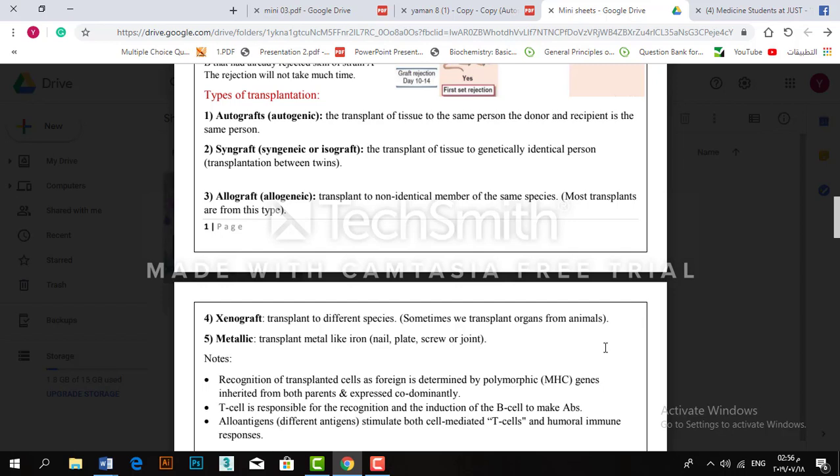مثلا اذا انحرقت لا سمح الله في ايدي، انا باخذ من رجلي وبحط في ايدي. هاي اسمه the autograft is the transplant of tissue to the same person. اذا donor والrecipient هم the same person.